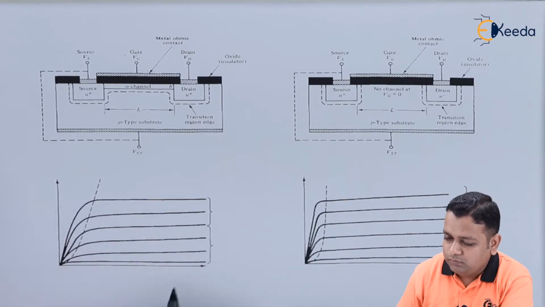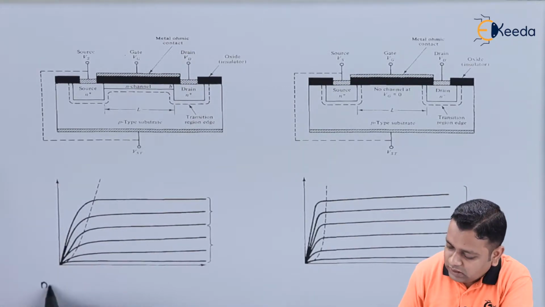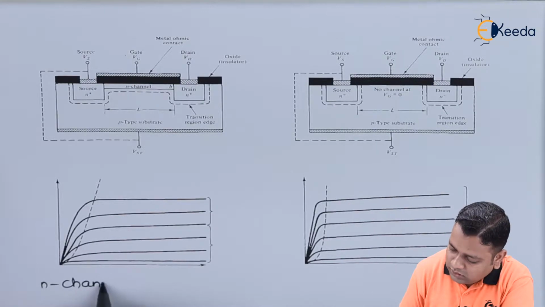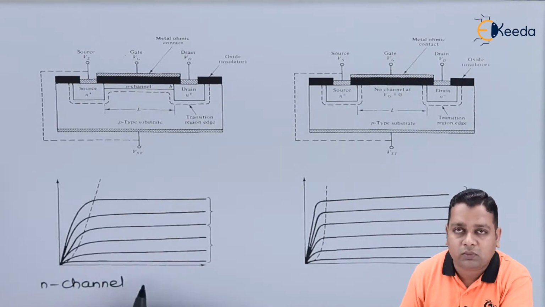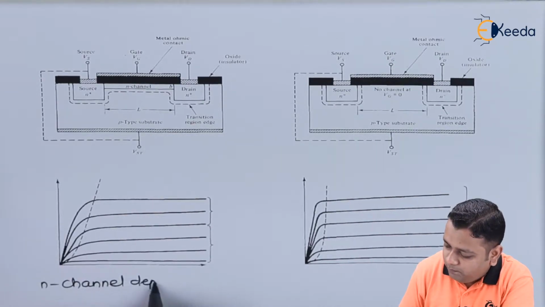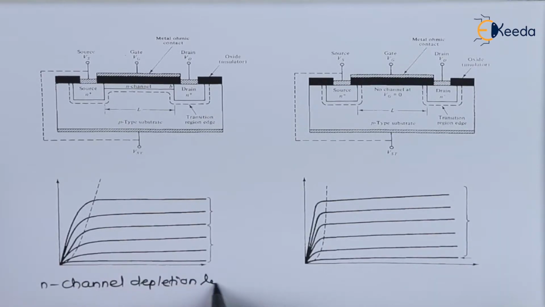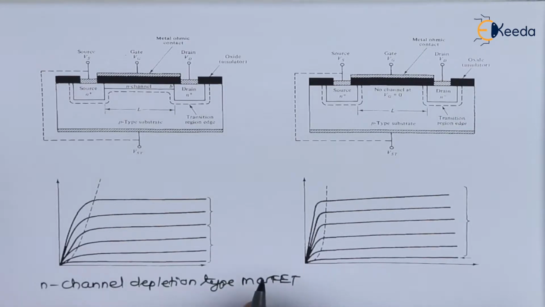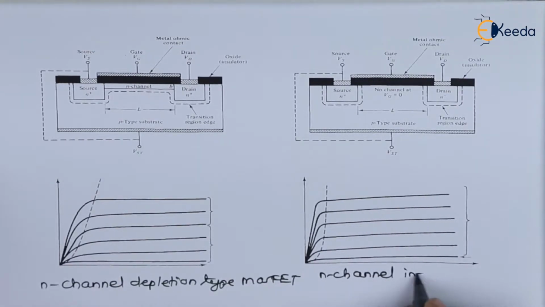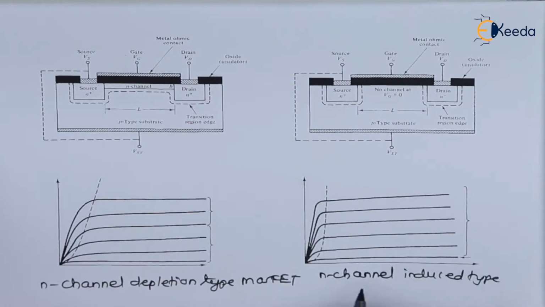The first subcategory is the N channel corresponding to the NMOS, that is the depletion type MOSFET, whereas here we have the N channel induced type MOSFET.